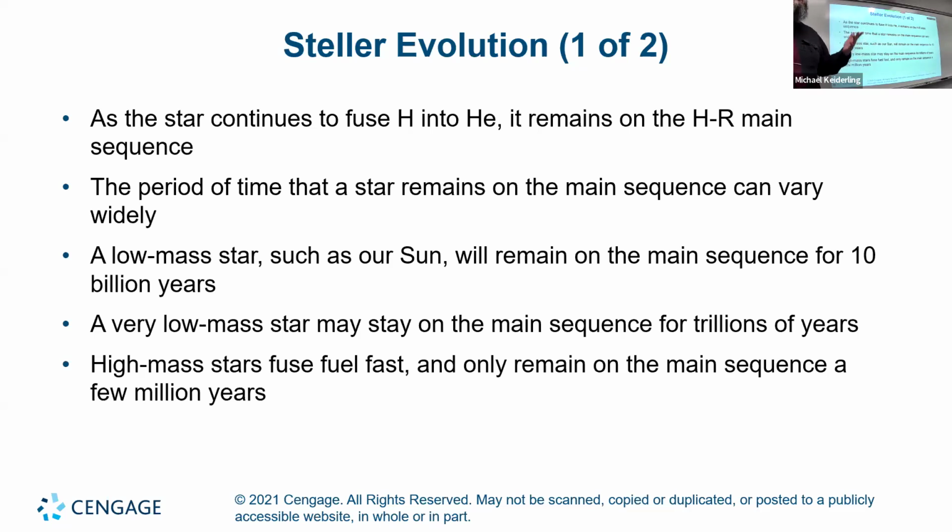While high mass stars burn their fuel faster. So the more massive the star is, the hotter its core is, the faster it burns up its fuel. And the highest mass stars only remain on the main sequence for a few million years. So the bigger a star is, the brighter it burns, the shorter it lives.